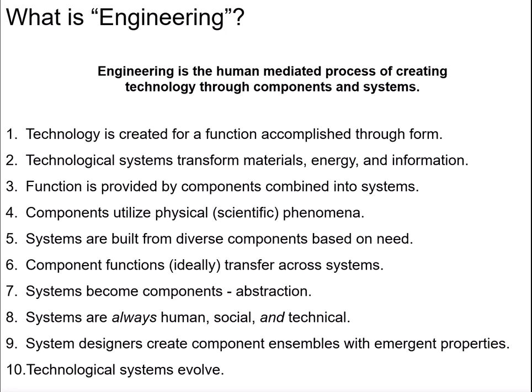But the systems we design are always human, social, and technical. And they're going to affect people in society. If we don't remember this, we're evil. Systems designers create ensembles or sort of groups of components that have emergent properties. What this says is that we can't always predict what our designs are going to do, although we need to try. And technological systems evolve. They change over time. We only see one brief moment of design, and we have to plan for our designs to change.